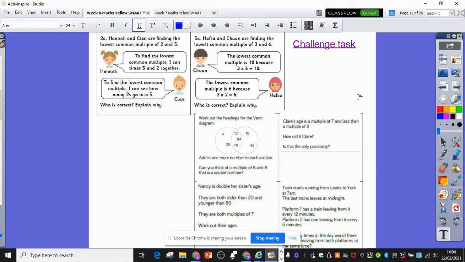And when you have done everything, task 1 and 2 and the challenge task, then I'd like you to send your work in to your class teacher at the end of the day.